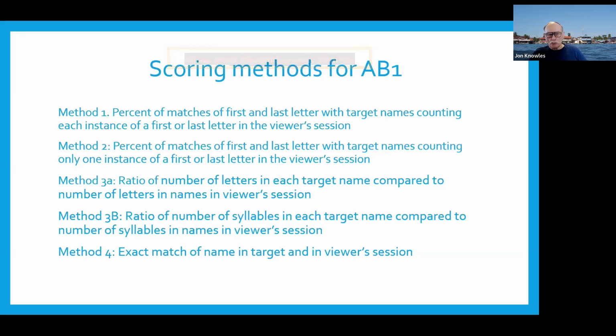The first method is the percentage of matches of the first and last letter with the target names, counting each instance of a first or last letter in the viewer's session. Method two is the same, but you only count a letter when it occurs once. We'll give an example of that shortly.